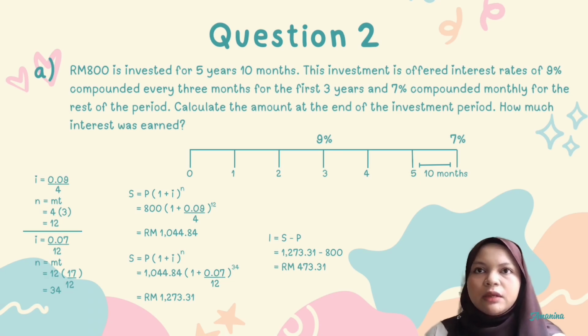Next, question 2A. 800 ringgit is invested for 5 years, 10 months. This investment is offered interest rates of 9% compounded every 3 months for the first 3 years and 7% compounded monthly for the rest of the period. Calculate the amount at the end of the investment period. How much interest was earned?